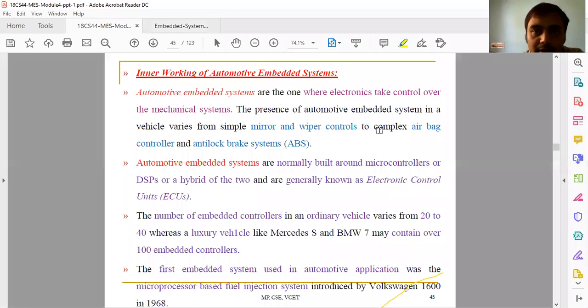Application specific, again domain specific. The domain is the automobile industry. What is the application? Car, right? Okay, so I will stop here.